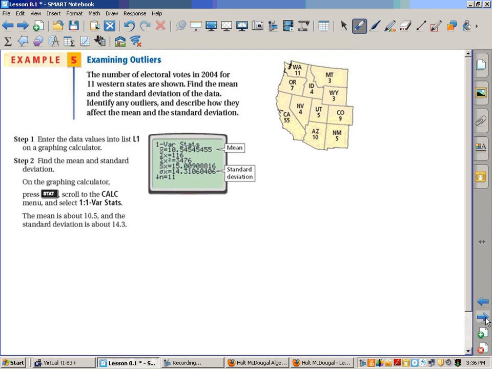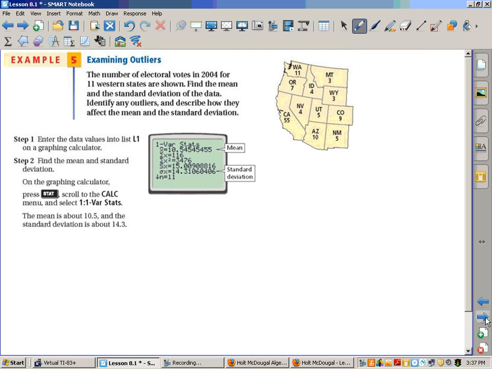We'll do that, and I'm going to use my calculator this time. Dr. Berger did it all by hand. He calculated the standard deviation by hand, which you do need to do, but also go ahead and get your graphing calculator out right now. I'm going to show you how to take the number of electoral votes in 2004 in the 11 western states, shown over here to the right, and find the mean and the standard deviation for that data.